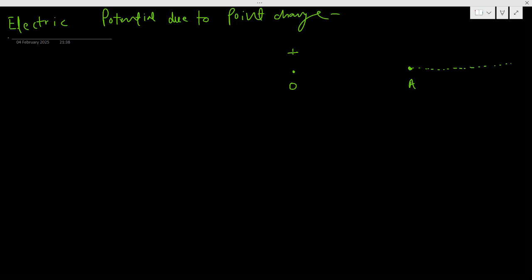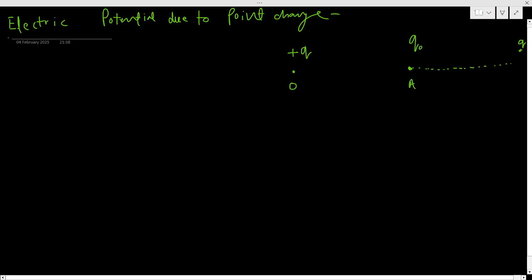So at point O we have plus Q charge, and we are bringing Q naught from infinity. So Q naught is initially at infinity, this Q naught, initially placed at infinity, and now I'm bringing the charge from infinity to point A such that we have some work done over here, and that is work done by external force.